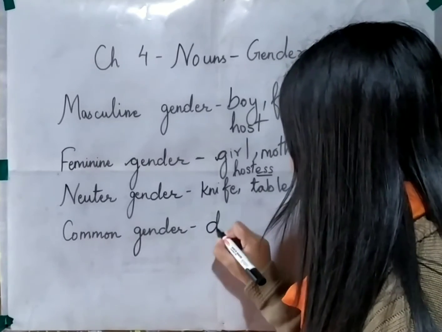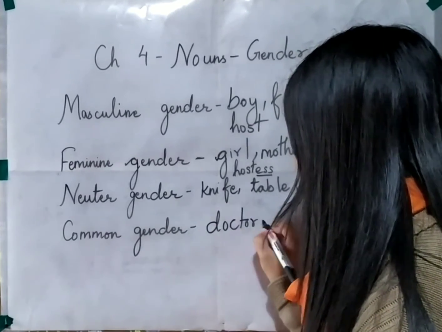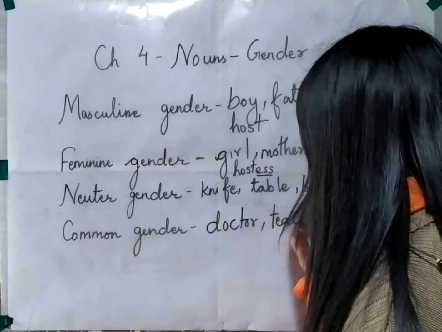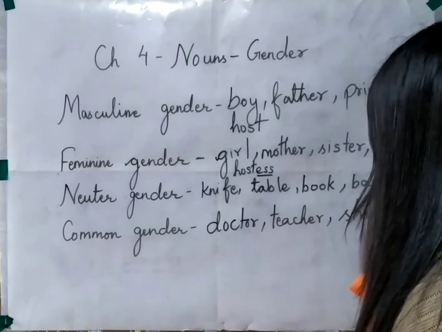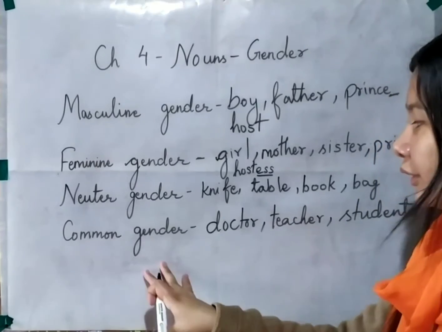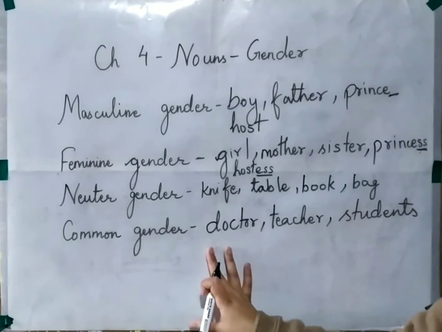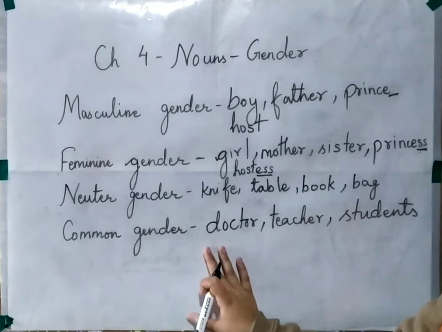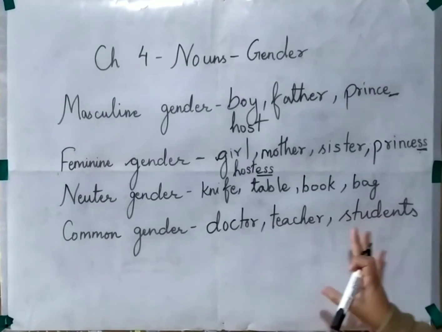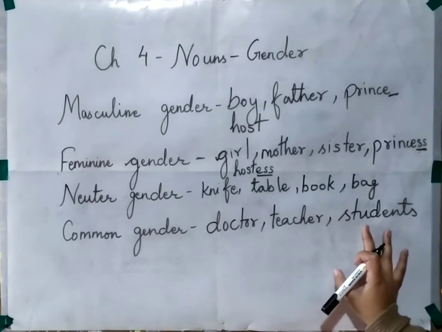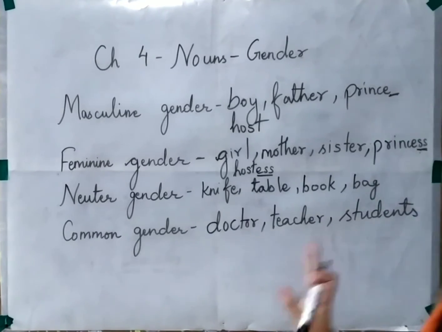Let me write these examples. Doctor, teacher, students. These are examples of nouns that refer to common gender, because a doctor, as I told you, can be male or female. A teacher can also be a male or a female. Similarly, students can be male or female. So you need to keep this in mind.